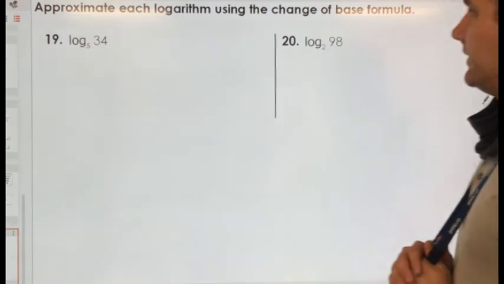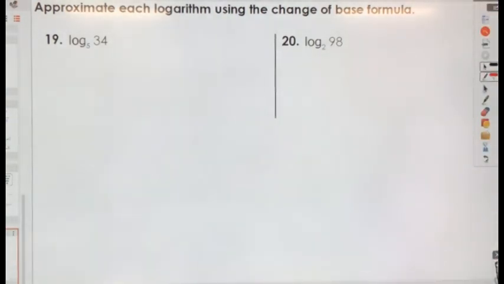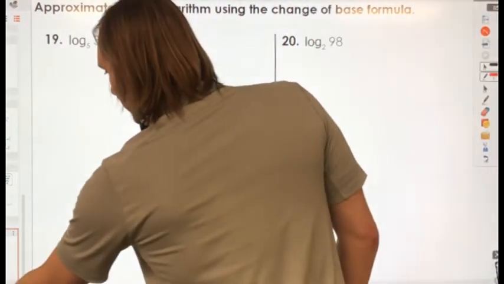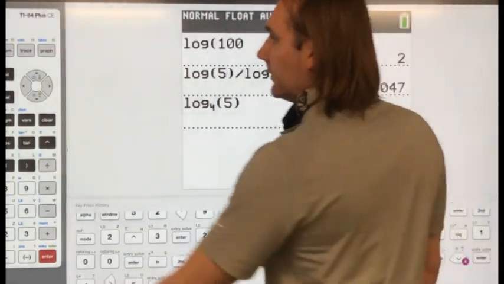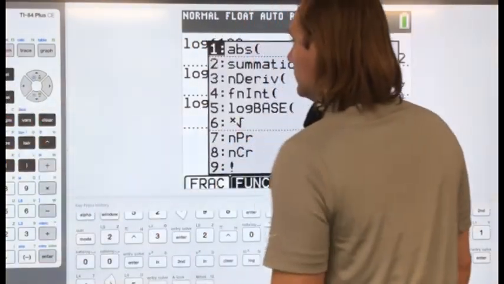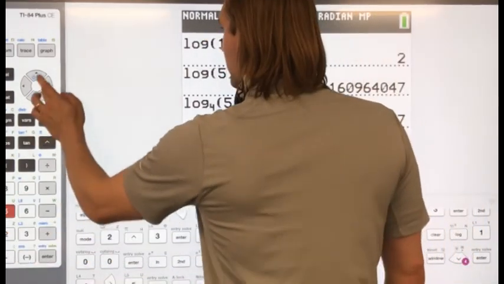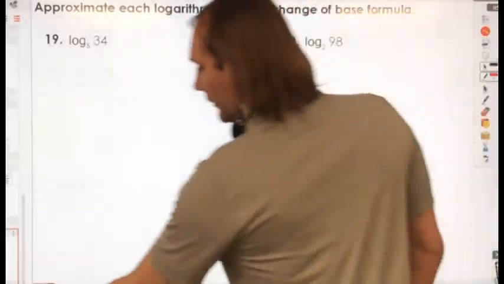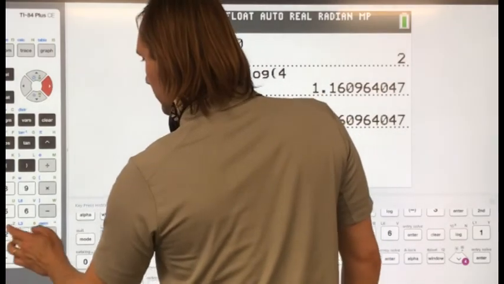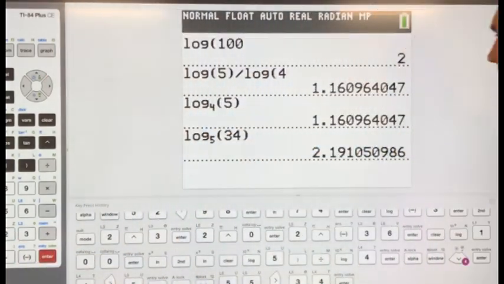So when I want to calculate these, log base 5 of 34. Don't have to worry about the change of base. I want to do alpha window. Number 5, log base 5 of 34 equals 2.191.